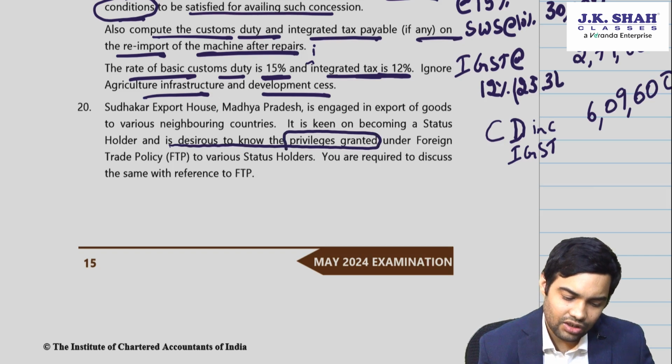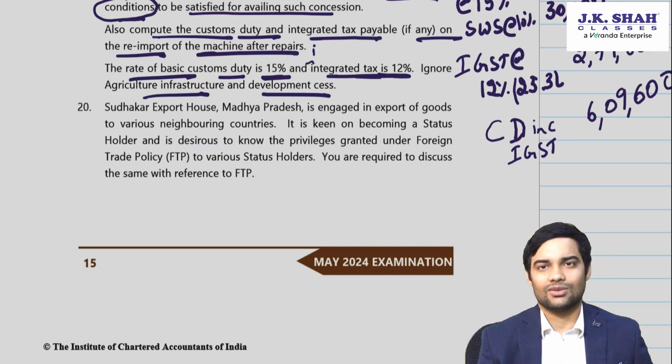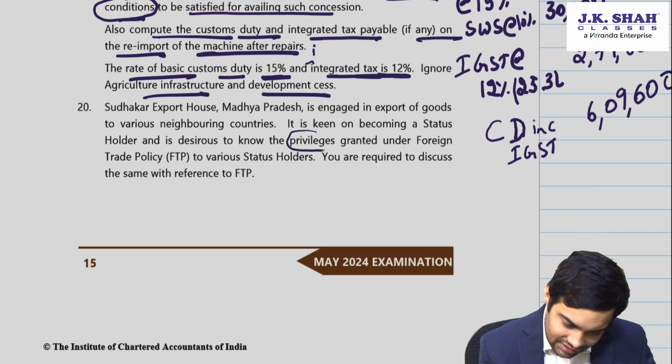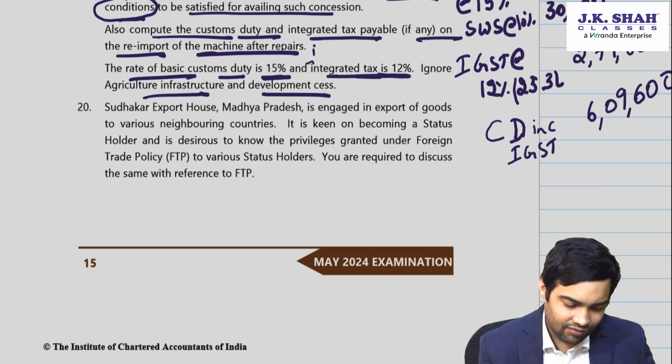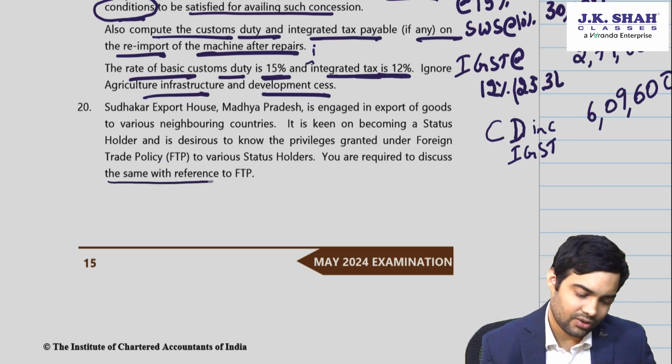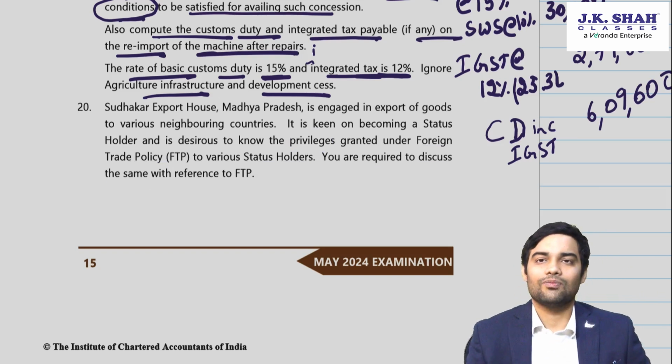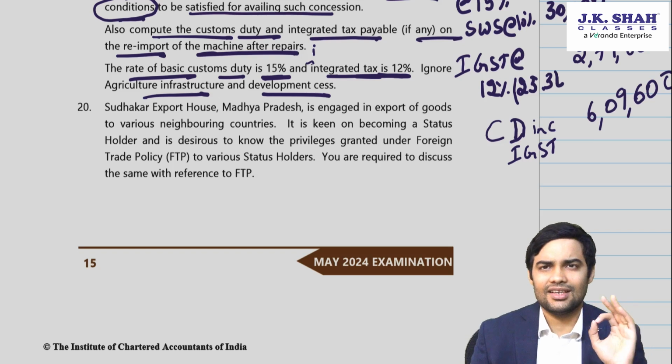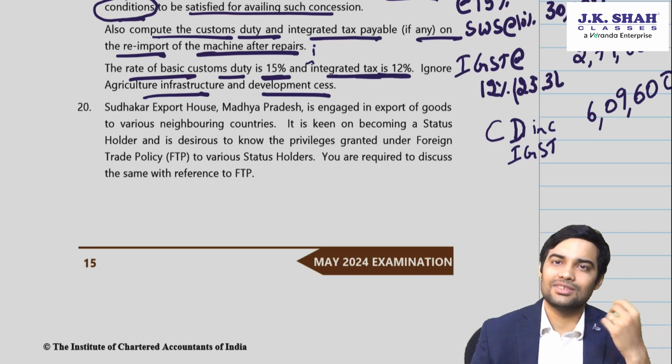See, they have not asked you how to become a status holder. No, 3 million, 5 million, nothing. Privileges under foreign trade policy to various status holders. You are required to discuss the same with reference to FTP. Plain theory question, privileges. What privileges do you get?